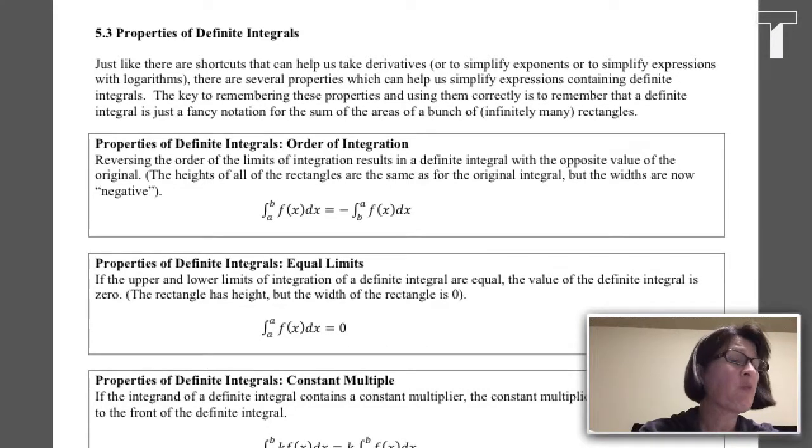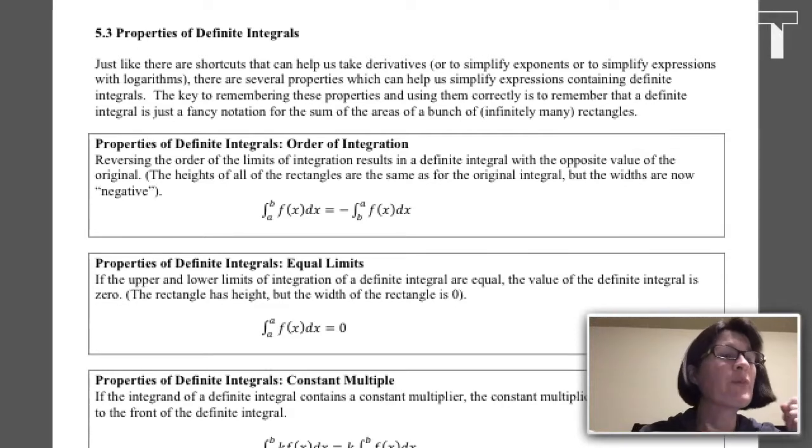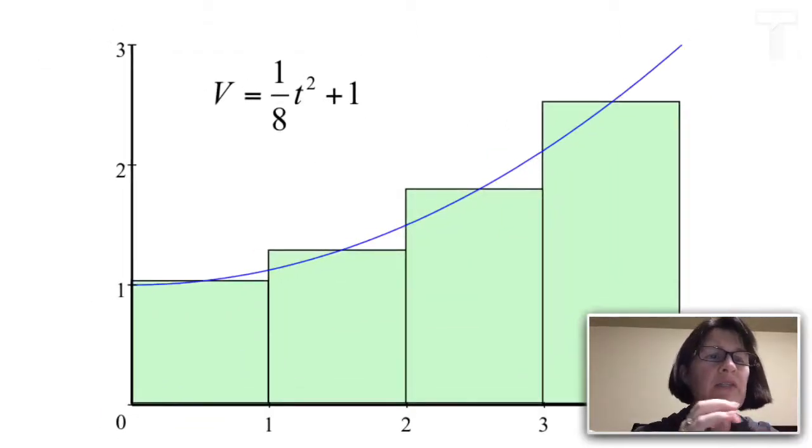So 5.3 is properties of definite integrals, rules we can use to simplify definite integrals. The first one: if you change the order of the limits of integration, so instead of integrating from a to b, you integrate from b to a, you end up with the opposite of the value that your original definite integral had. And here's a picture to help us see.